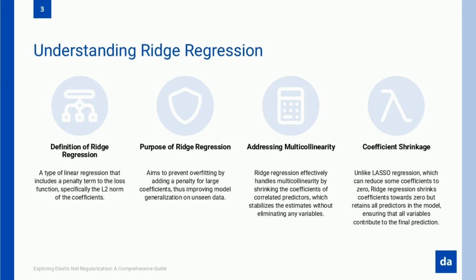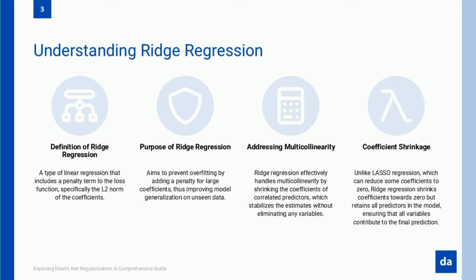This keeps the model more stable and reduces the impact of multicollinearity. Sounds pretty great, right? Well, not so fast. Ridge has its own downside. Since it never fully eliminates variables, it can lead to bloated models with unnecessary complexity. Even if a feature barely adds value, ridge still keeps it in play, which isn't always ideal.